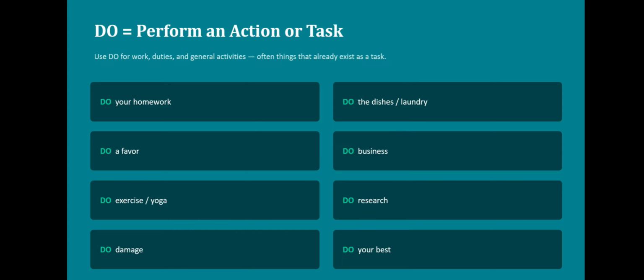Number 5, do exercise, or do yoga. Number 6, do research, the scientists did research for years. Number 7, do damage, the storm did a lot of damage. And number 8, do your best, just do your best on the exam. Notice something? None of these create a brand new object. They are all about performing a task.